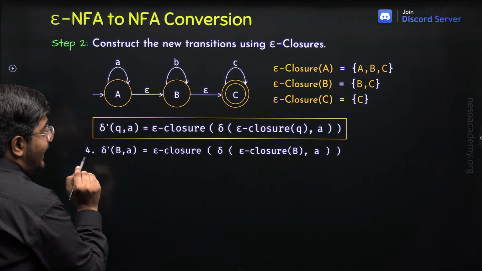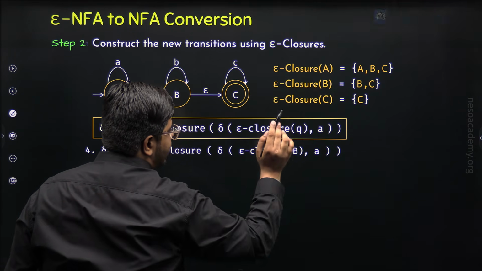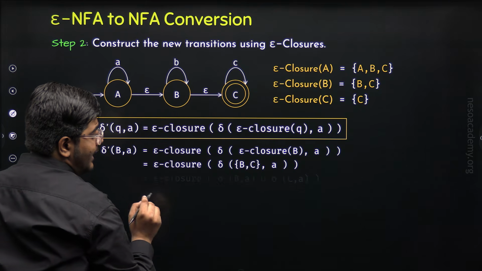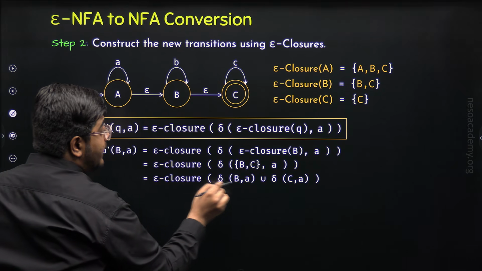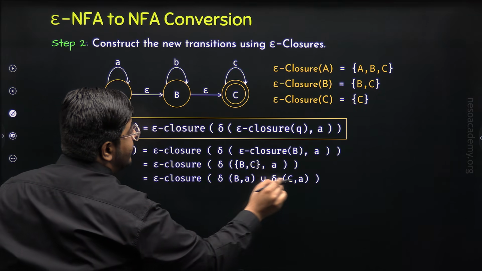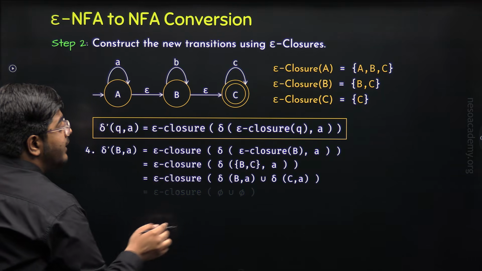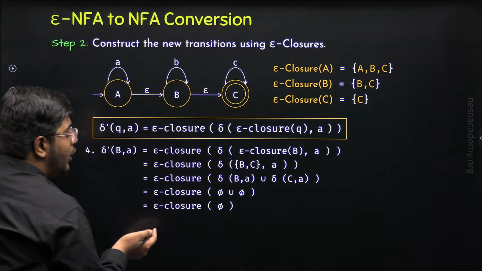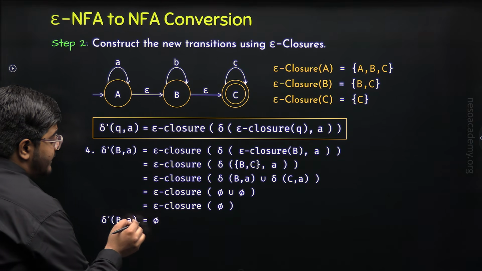Delta dash B comma A. First we need to replace epsilon closure of B by B comma C. So here we have written B comma C, and now we can simply expand this equation as delta B comma A union delta C comma A. And now delta B comma A. B does not have any transition for input symbol A, and delta C comma A. C also does not have any transition for input symbol A. So we will get phi union phi. That will result in phi, and epsilon closure of phi will also be equal to phi. So finally we are getting delta dash B comma A is equal to phi.